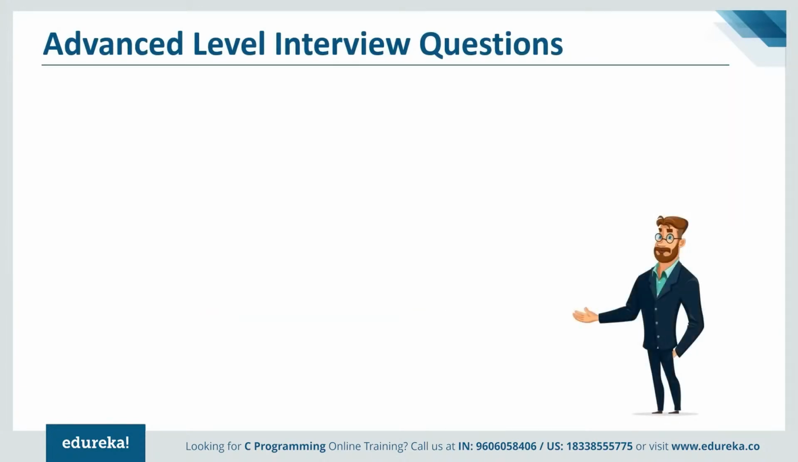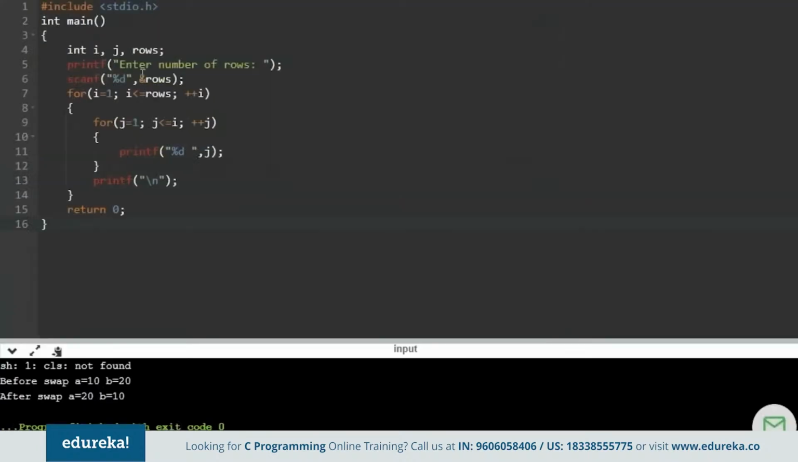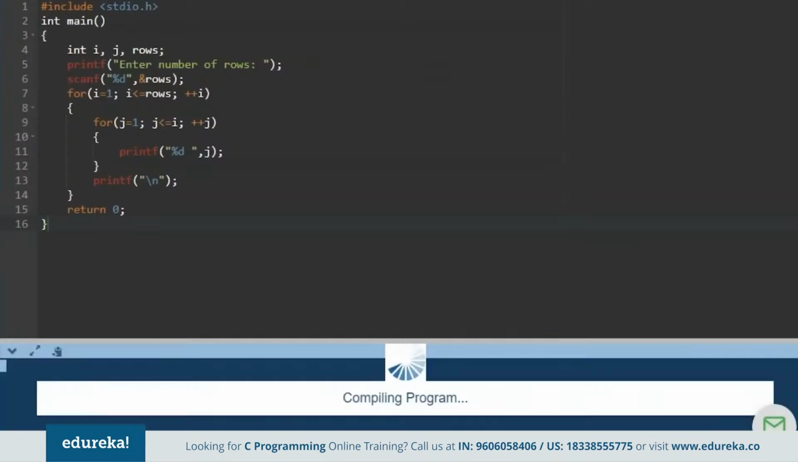Now the next question in this level is, write the code to print the following pattern. So the pattern is 1, 1 2, 1 2 3, 1 2 3 4 and 1 2 3 4 5. Now let us execute a program to understand how to print this particular pattern. Now this particular program is used to print the pattern that we discussed before. Now let us run this program and see how it works.